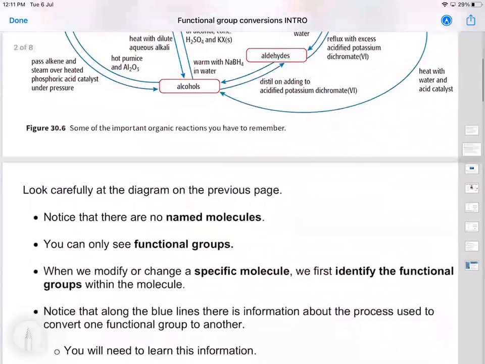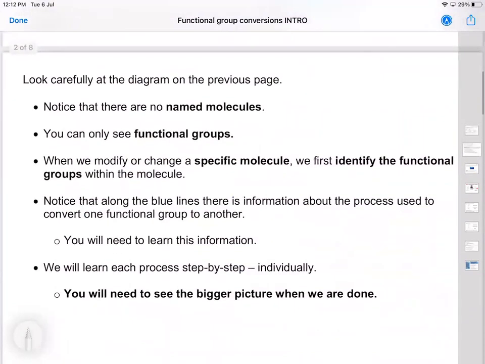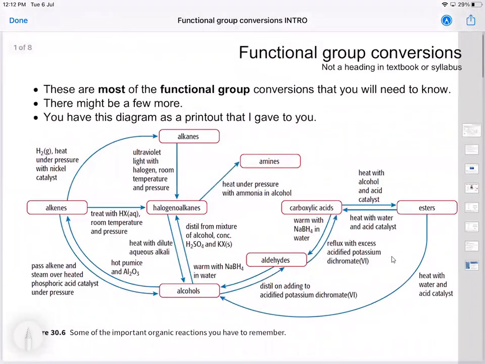Good. Okay, so look carefully at the diagram on the previous page. Notice that there are no named molecules. I don't know if Angelica is here. Is Angelica here? Yes, sir. Good. So Angelica, I'm not picking on you. I remember something you mentioned in class. What you see on this diagram here are not molecules. None of these have named molecules. It's not ethane, methane, propane, propanol, methanol. These are just the functional groups.